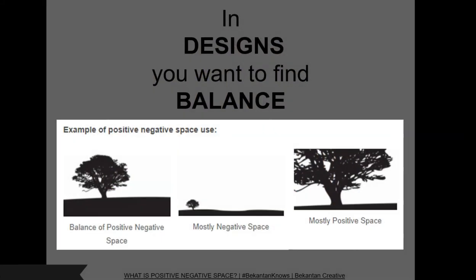In designs, you want to find balance. Here are 3 images where it shows the different use of positive and negative space. On the far left, we have complete balance, equal amounts of both. In the center, there's more negative space than there is positive. It makes it look really open, kind of a little empty. On the far right, it's mostly positive space.